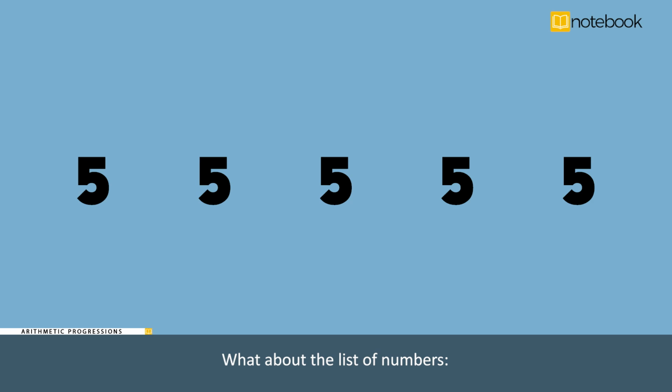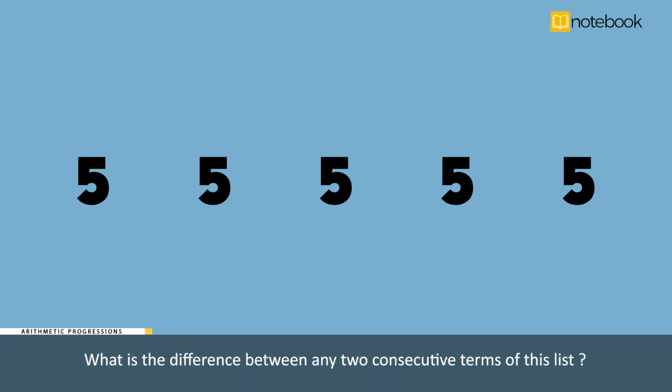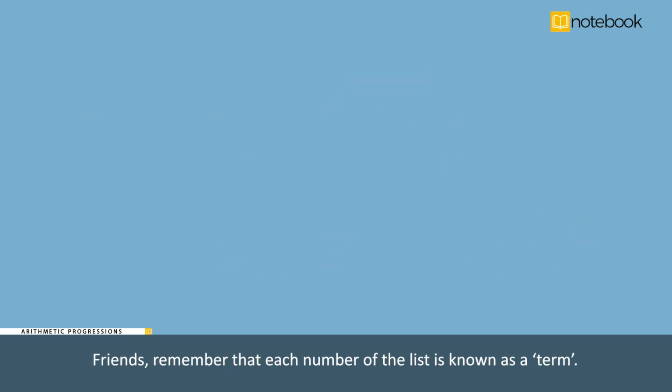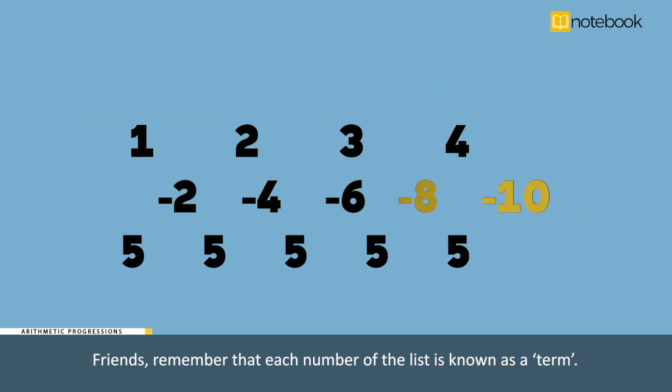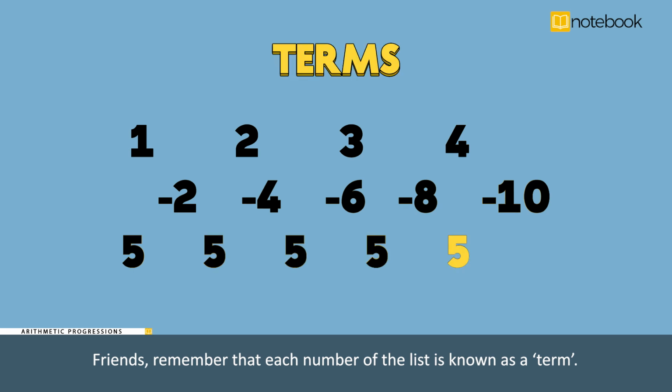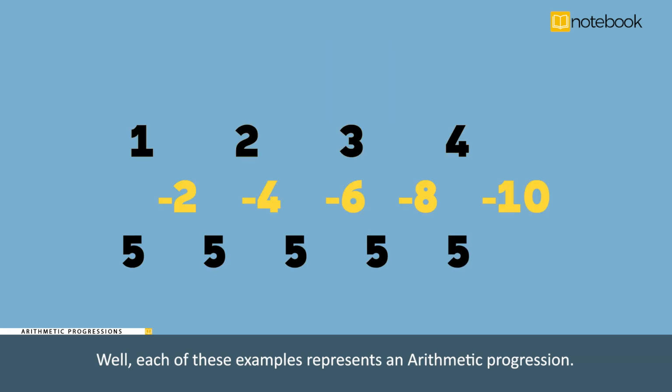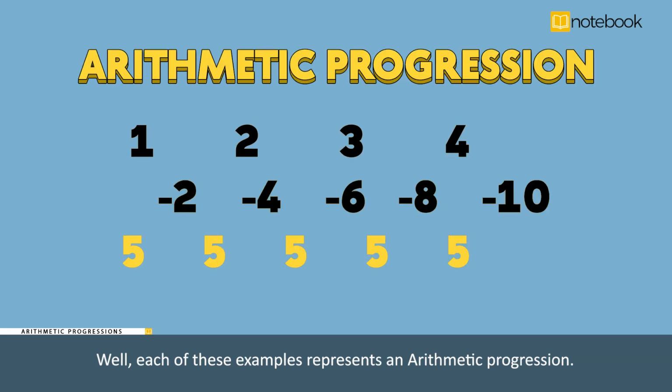What about this list of numbers? 5, 5, 5, 5, 5, 5. What is the difference between any 2 consecutive numbers of this list? See friends, it's 0. Friends, remember that each number of the list is known as a term. Well, each of these examples represents an arithmetic progression.